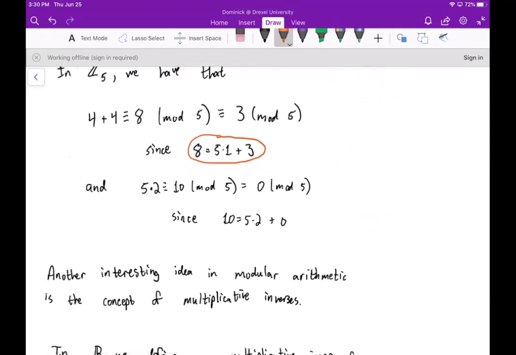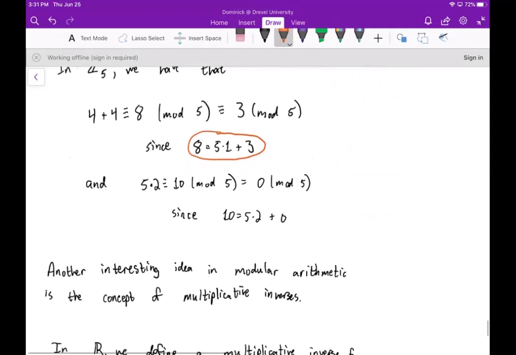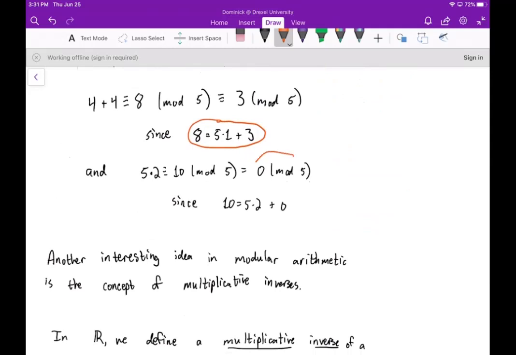And then 5 times 2 would be congruent to 10 mod 5, but since that gives a remainder of 0, that's congruent to 0 mod 5. I should say another equals there, right?